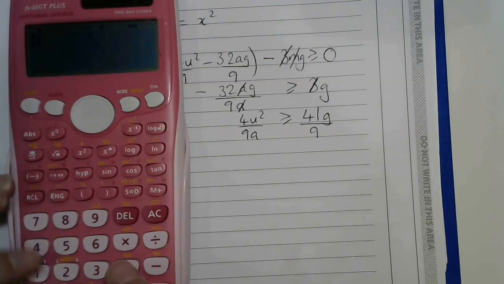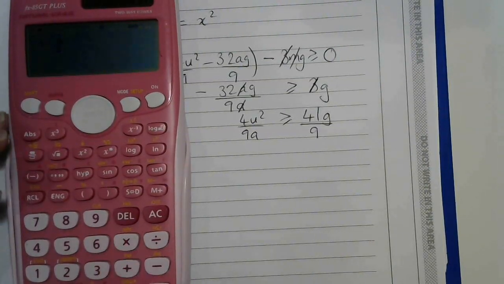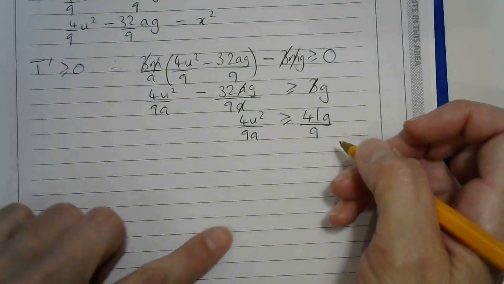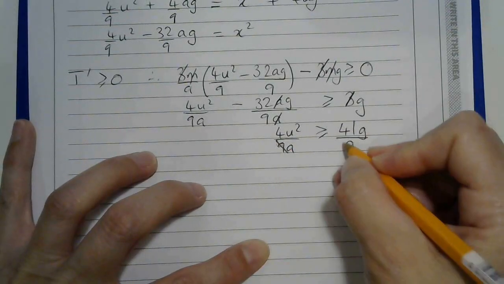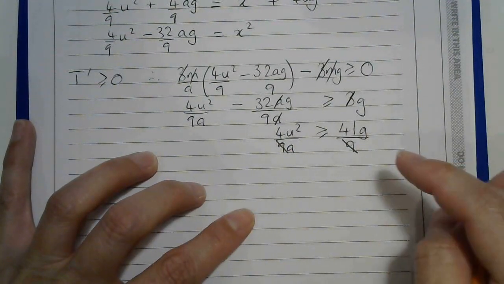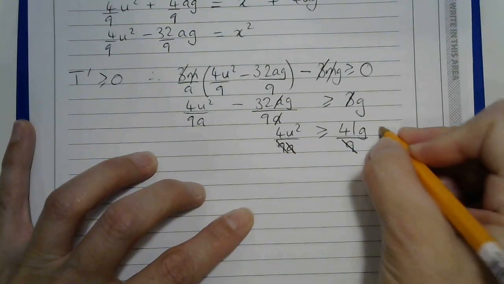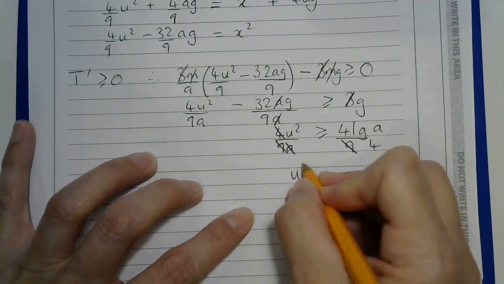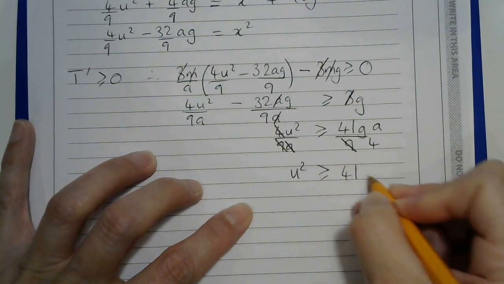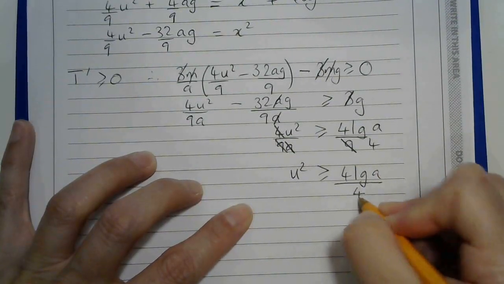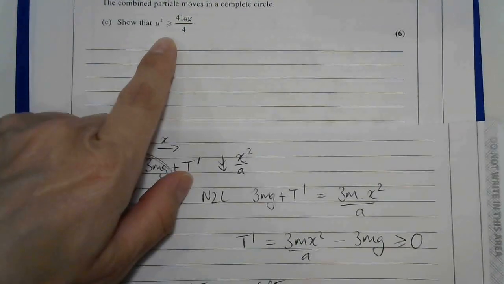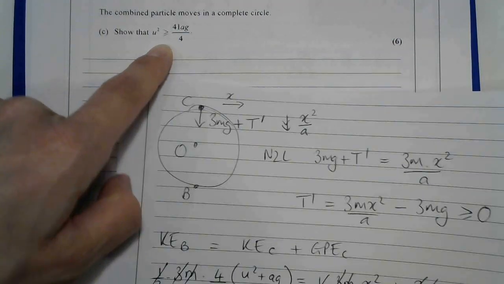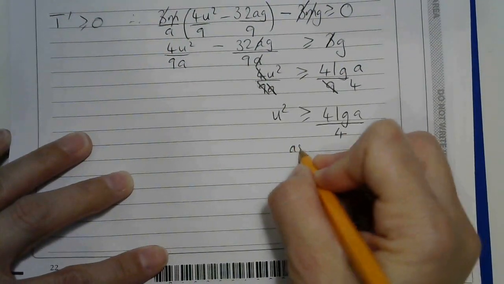And just remember, in an exam, I'm under pressure, so let's not take anything for granted. Okay, 41/9. And now I can multiply both sides by 9. And I can multiply both sides by a. And divide both sides by 4. So just tidying this up, I get u squared is 41ga over 4, and therefore I'm actually looking for, yes, exactly that. u squared is 41ag over 4, phew, as required.